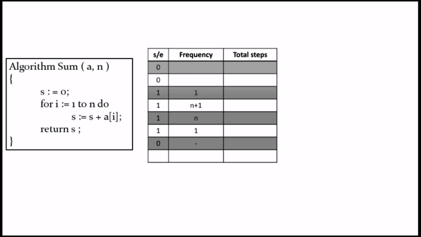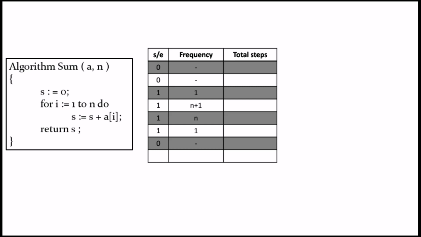Now we will check how frequently a particular step will be executed. So obviously the first two lines, algorithm sum, that is the name, and then the opening bracket, the step is 0, so the frequency will also be 0, there will not be any frequency. Next we will check the third line, S equal to 0. So how many times are we repeating that statement? Only one time, so the frequency will also be 1.